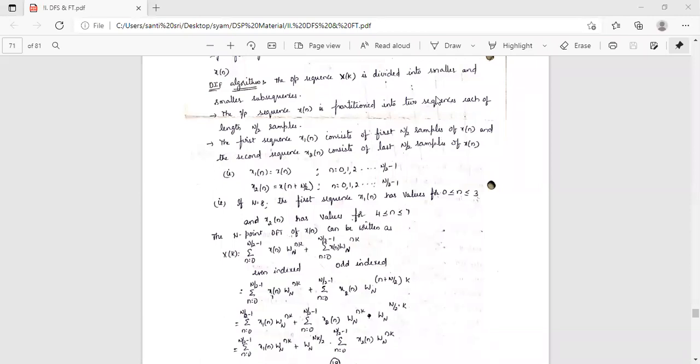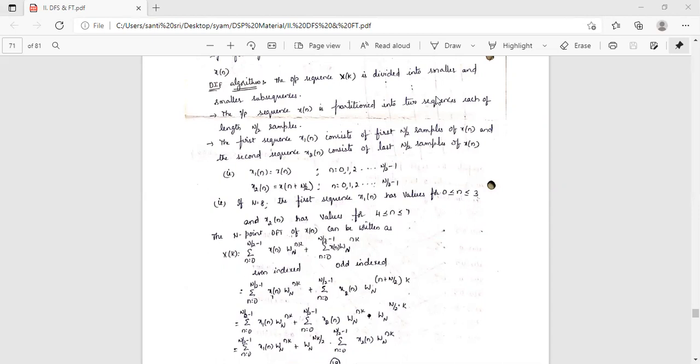We have two classes of FFT, as we already know: DIT-FFT, that is decimation in time fast Fourier transform, and decimation in frequency fast Fourier transform. Decimation in time FFT deals with decomposition of the sequence from the lowest level to the highest level. Suppose we take an 8-point DFT. How to decompose it? It starts from 2-point DFT, then 4-point DFT, and finally 8-point DFT. Like that, it will be decomposed and combined.